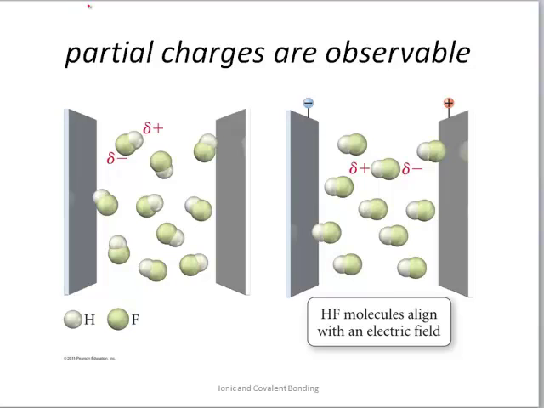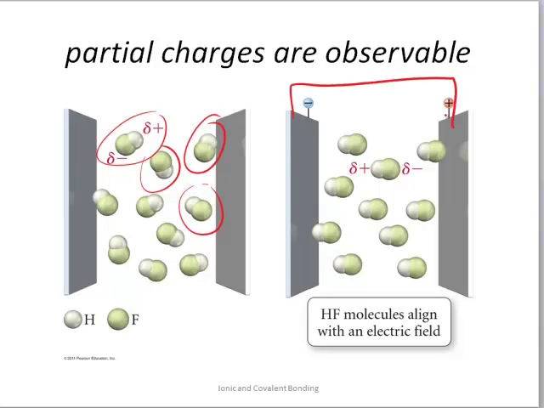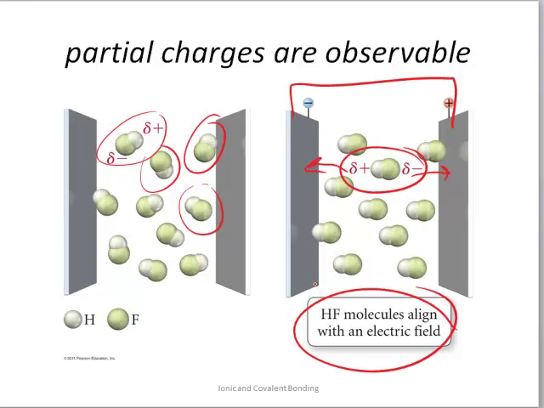Again, this phenomenon is experimentally observable if you have an HF solution in a beaker and you put in 2 electrodes. If there's no charge in those electrodes, no potential field, these HF molecules are going to be randomly oriented. If you apply a potential to those electrodes and create an electric field between them, all of the HF molecules will line up so that the partial negative charge is attracted to the positive electrode, and the partial positive charge will line up so that it is attracted to the negative electrode. Okay, they'll line up in an electric field.